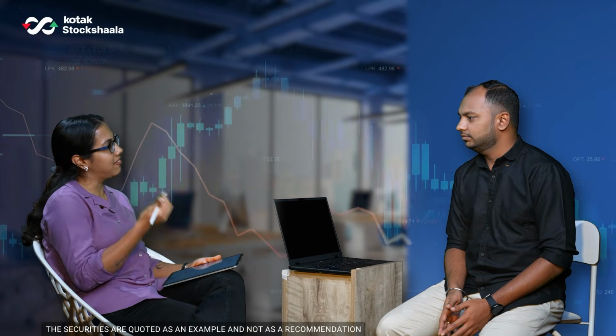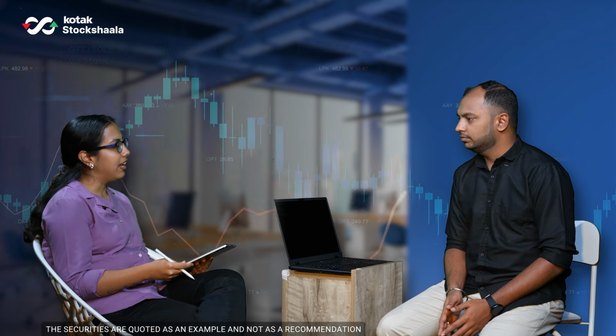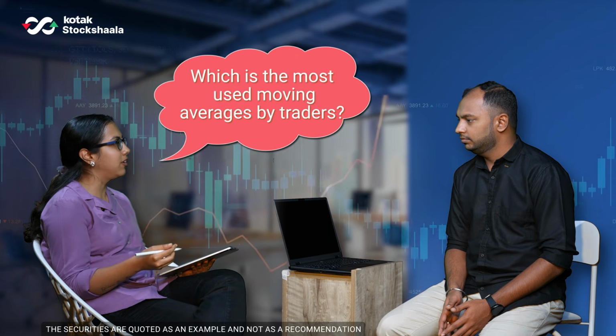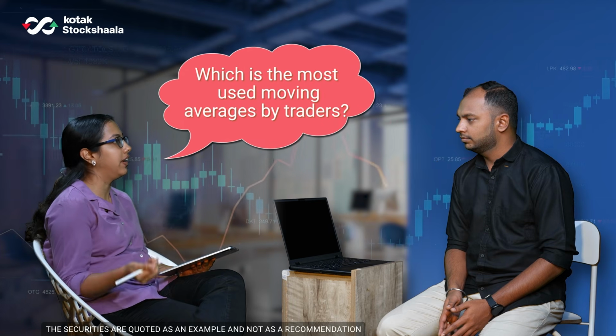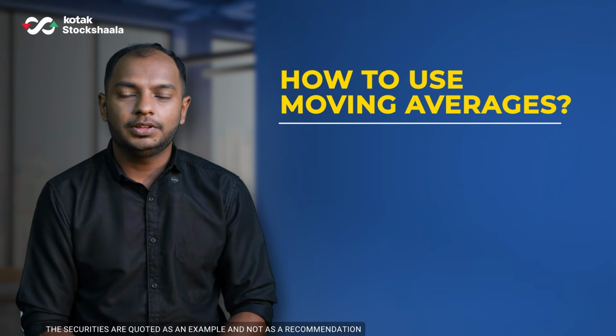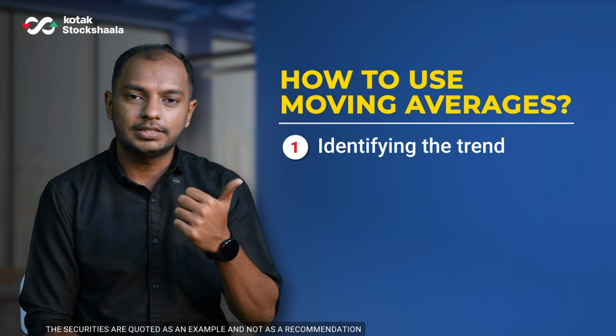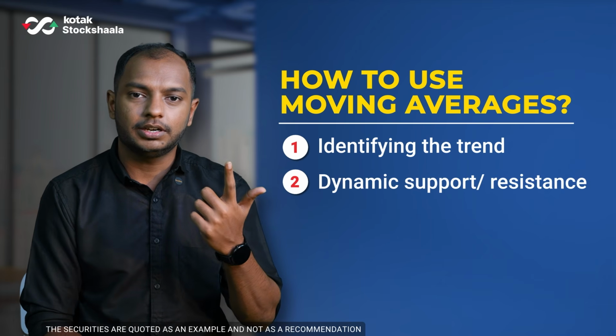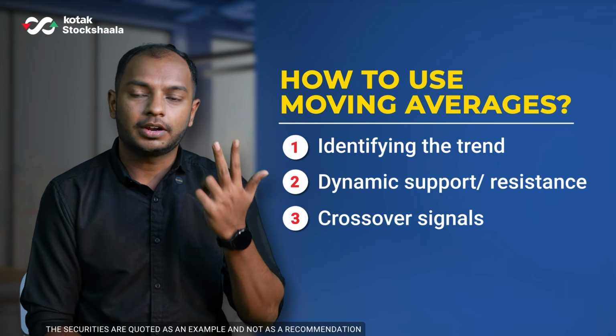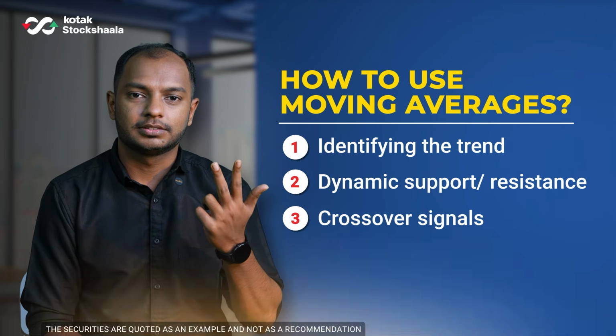Okay, I understood the example that you gave, but I'm wondering how traders actually use moving averages when they are trading. That's a good question, Ria. Traders use moving averages for three different reasons. First, to identify trends. Second, as a dynamic support and resistance. And third, for identifying crossover signals.